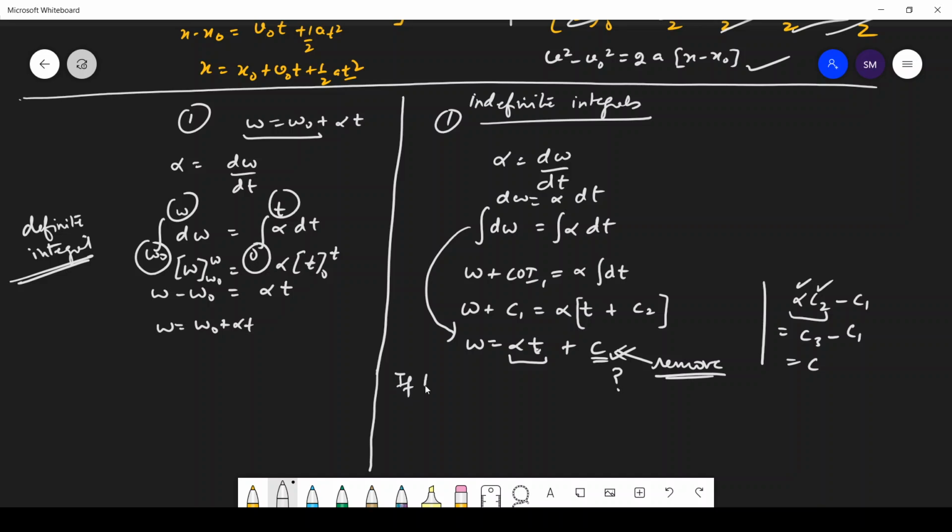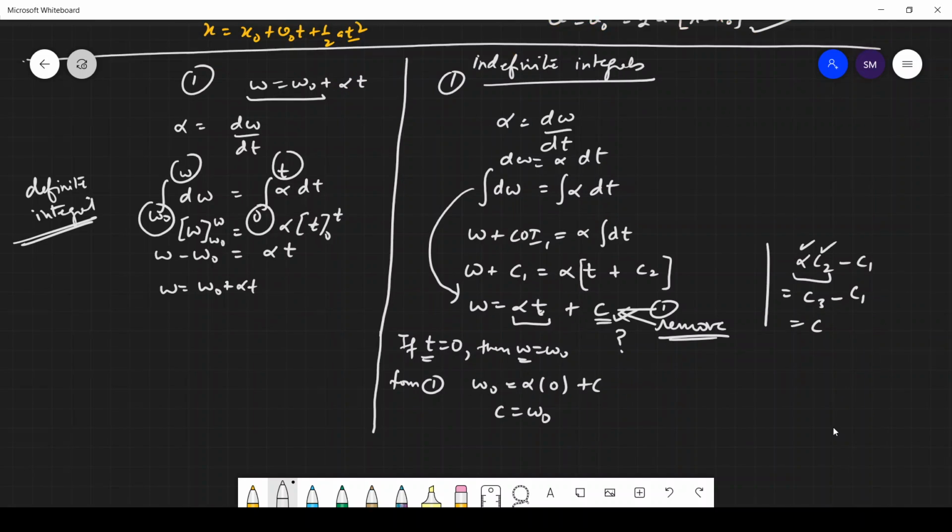So if t is equal to 0, what will be the value of omega? If t is equal to 0, then omega is equal to omega naught. So put the value of t and omega here in this equation 1, suppose. So from first, put omega equals omega naught, and put t equals 0, so this is 0 plus c. So you get c is equal to omega naught.